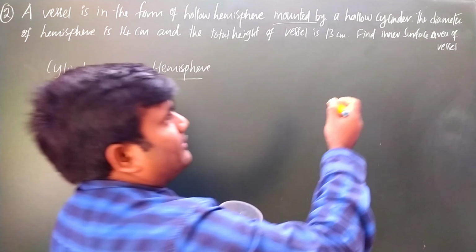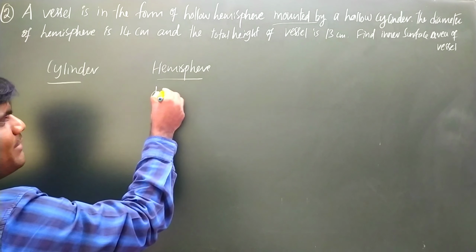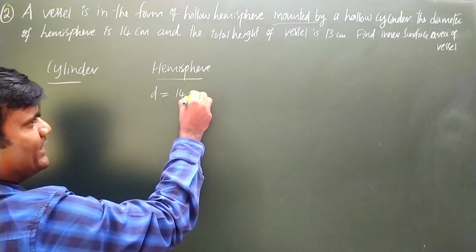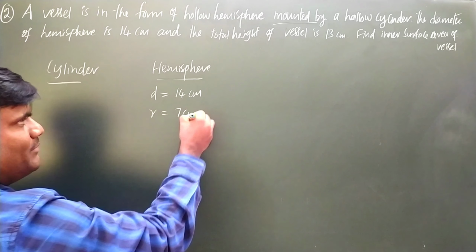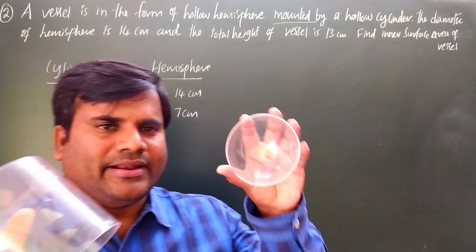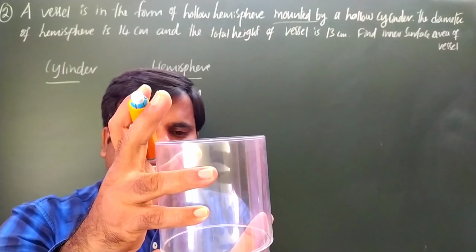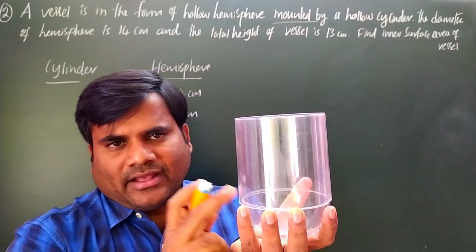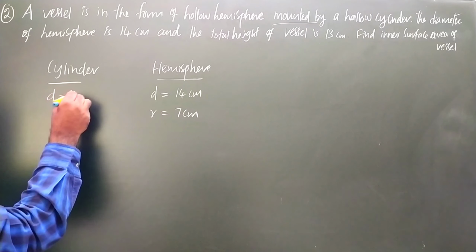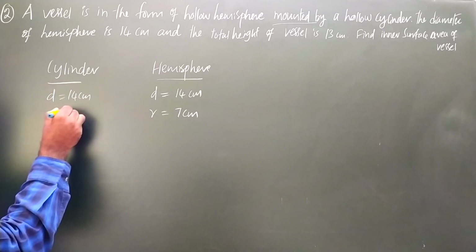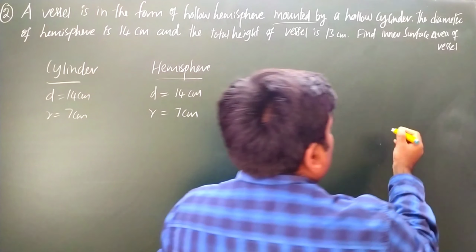Here, the diameter of the hemisphere is 14 centimeters. So diameter is equal to 14 centimeters, so radius is equal to 14 by 2, 7 centimeter. The hemisphere is surmounted by the cylinder. Here also the diameter of the cylinder is 14 centimeter, so radius is equal to 7 centimeter. Next, the total height. Here I am drawing the figure.